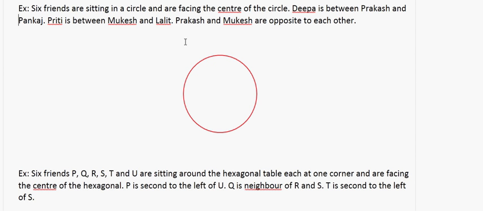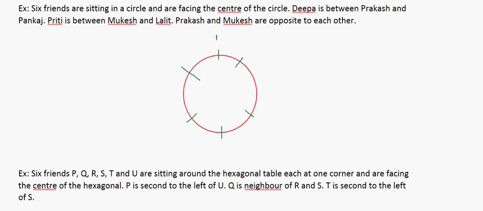So let's do it. 6 friends are sitting in a circle and facing the center of the circle, right? So there are 6 places, 1, 2, 3, 4, 5 and 6, right? Try to locate them so that they are equidistant, it becomes easy for you to solve questions like this. Deepa is between Prakash and Pankaj, Preeti between Mukesh and Lalit. Prakash and Mahesh are opposite to each other.